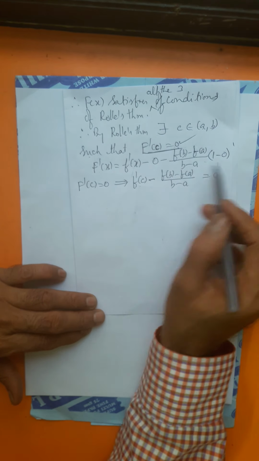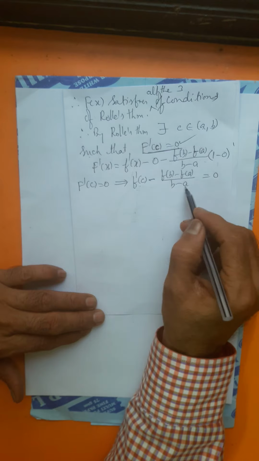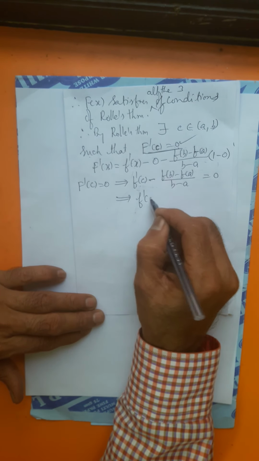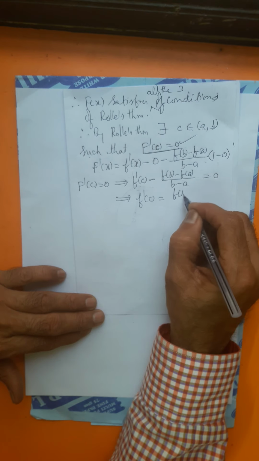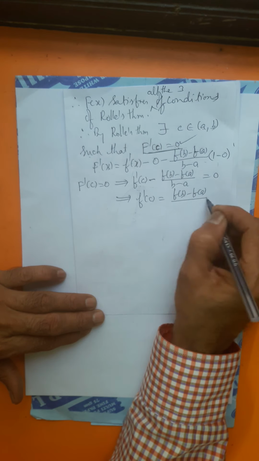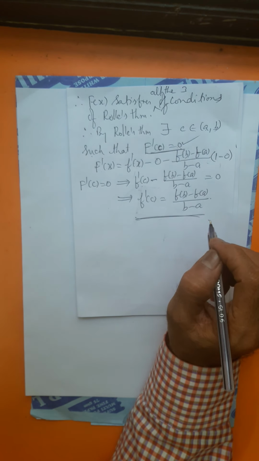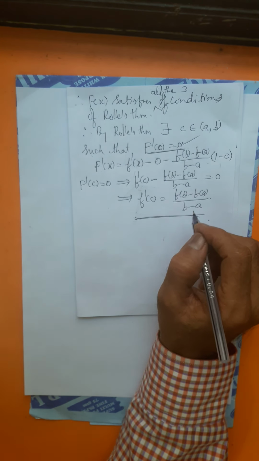Put x equals C here. This is going to be 0. Now take this term to the RHS. F dash C is equal to f of b minus f of a divided by b minus a. This is our Rolle's theorem. Right? Make a correction. This is our mean value theorem.